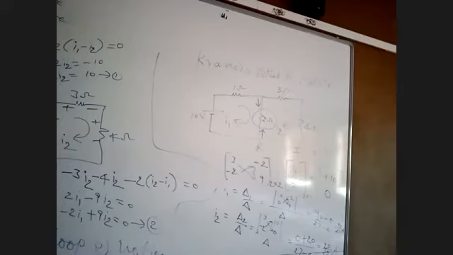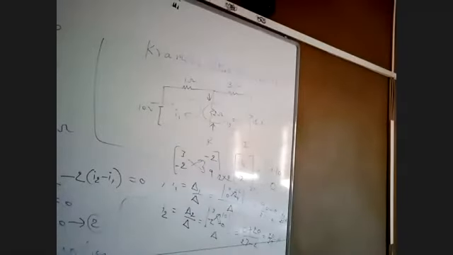Still any doubt? This is called Cramer's method. The first method is Maxwell's loop equation method. Have you written? Yes, sir. Now we will go to the definition of KVL.